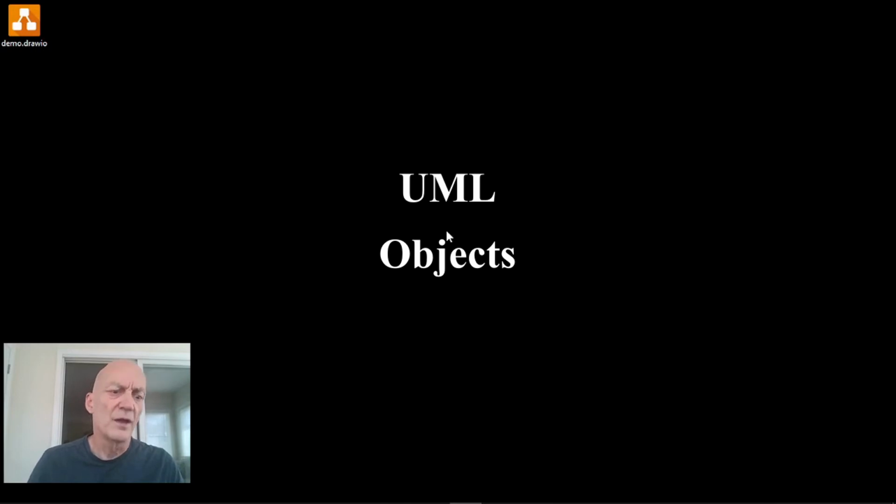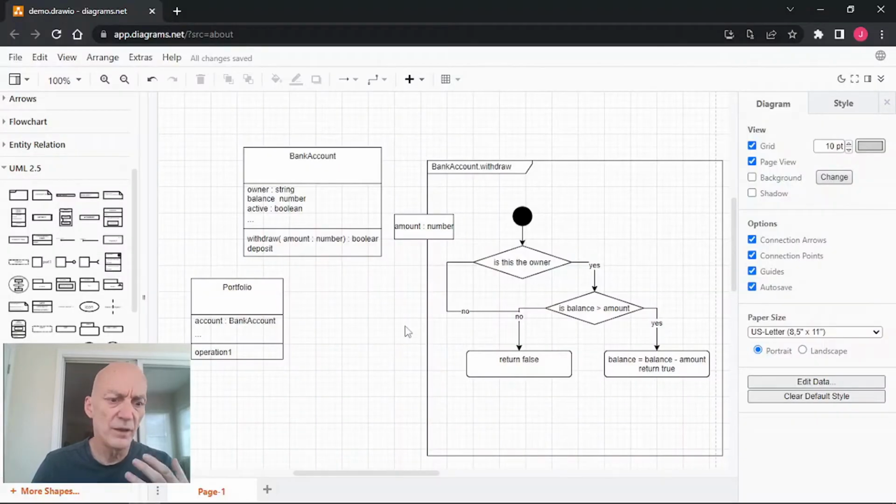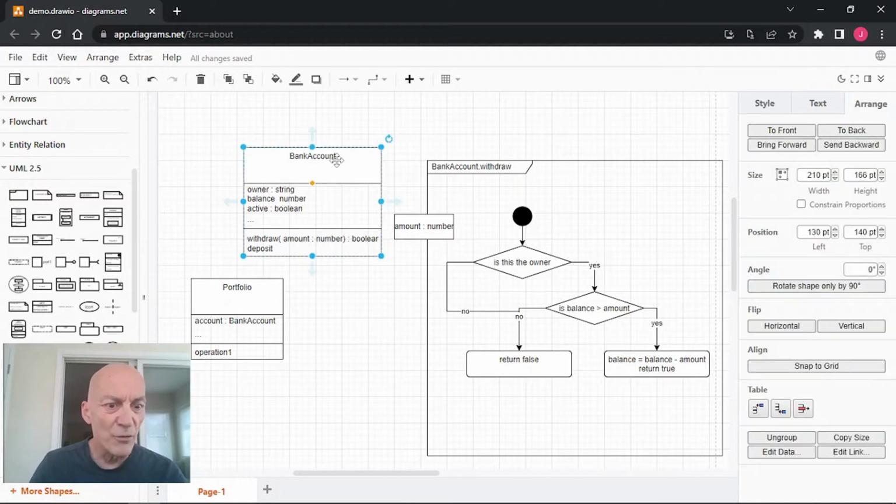In this session, we want to start considering objects, object-oriented objects. So I'm going to come back to diagrams.net with this diagram that I've been using of a bank account class. Now, this is a description, a model of what all bank accounts have in common. But keep in mind that there are going to be actual bank account objects. Okay?